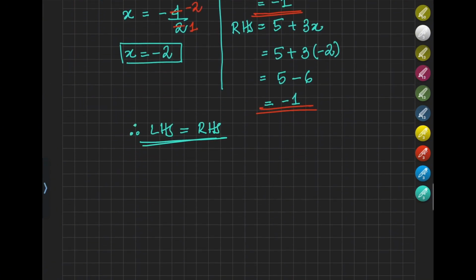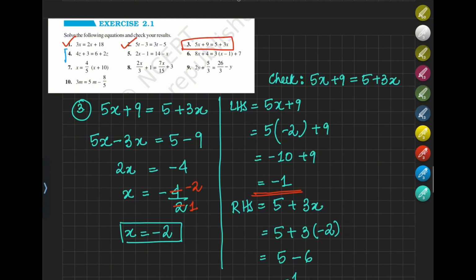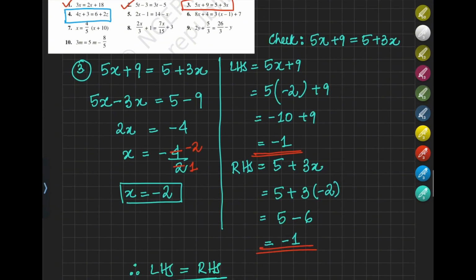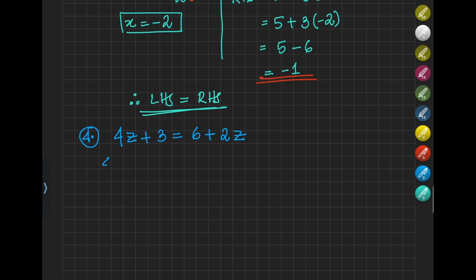Question number 4 is 4z plus 3 is equal to 6 plus 2z. Let's go back and read the question. 4z plus 3 is equal to 6 plus 2z. Collect the variable on the LHS, that is 4z minus 2z is equal to 6 minus 3. So 2z is equal to 3. So z is equal to 3 by 2. This is the value of the variable we calculated.